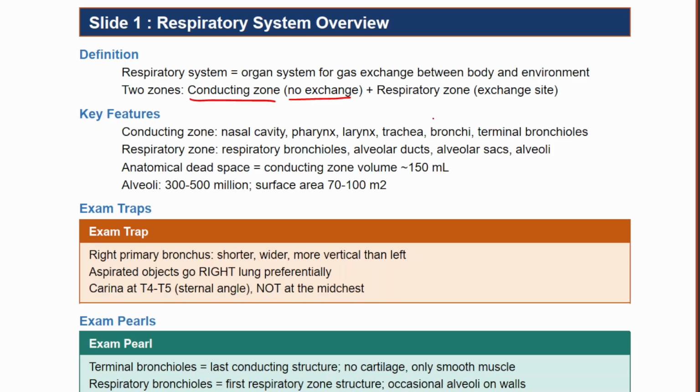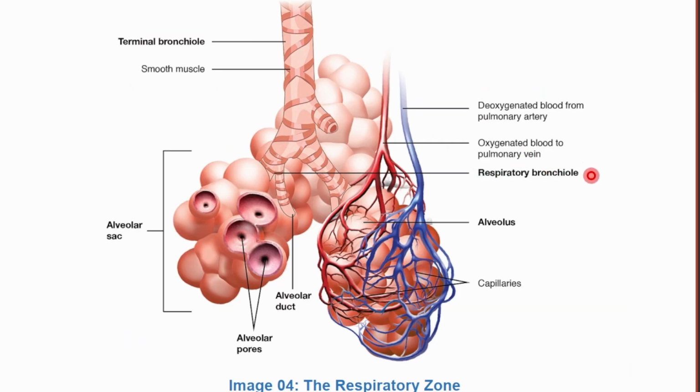The second zone is the respiratory zone, which begins at the respiratory bronchiole, continues through the alveolar duct. As you can see here, this is the alveolar duct, and ends at the alveolar sacs and individual alveoli. This is where the actual business of respiration occurs.